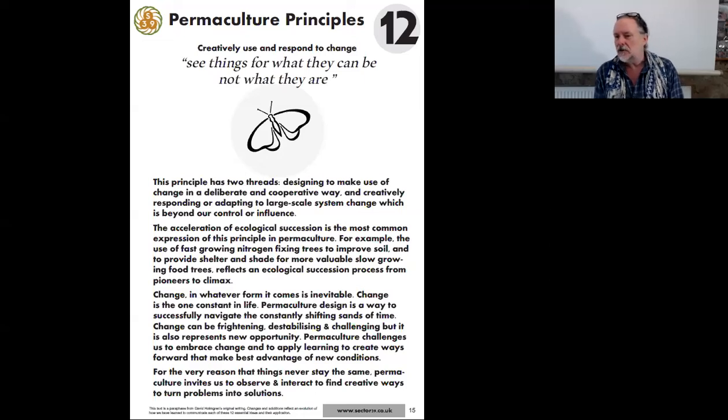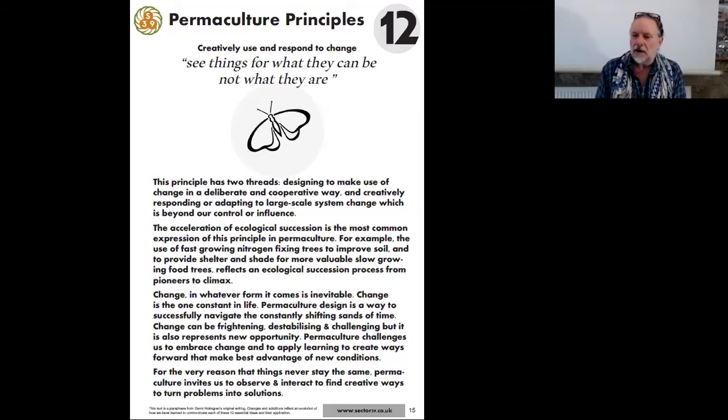The acceleration of ecological succession is the most common expression of this principle in permaculture. For example, the use of fast-growing nitrogen-fixing trees to improve soil and to provide shelter or shade, or for more vulnerable, slow-growing trees. This reflects an ecological succession process from pioneers to climax. Now, we touched on that yesterday. This idea of if you just leave nature to itself, stand back, even from bare rock, it will move to forest. It might take a long time, but it will get there. So that's sort of interesting. So as designers, we're trying to interact and work with that process.